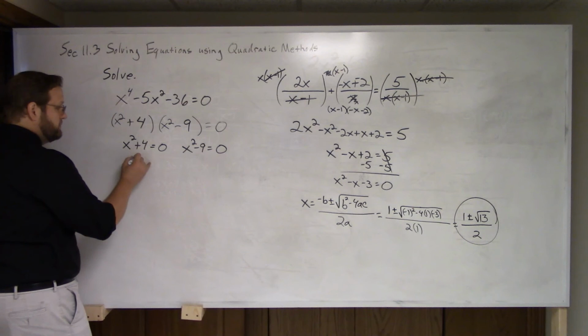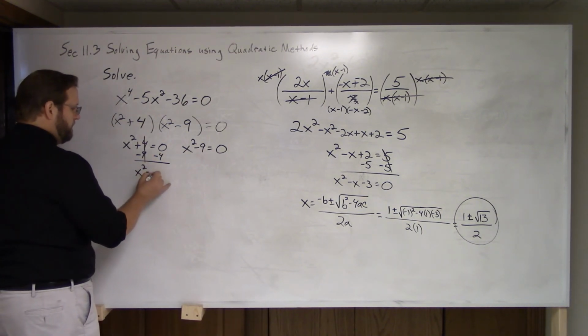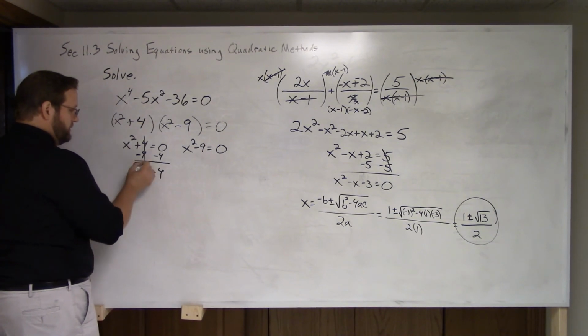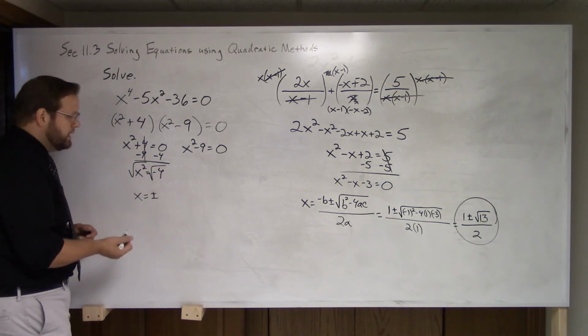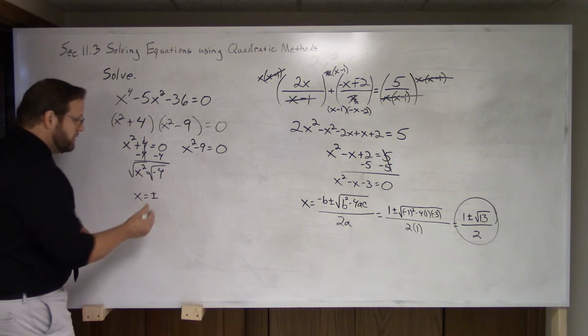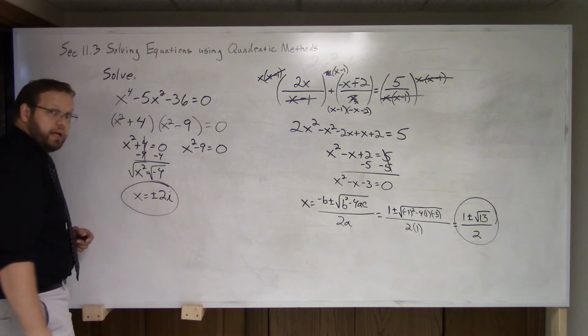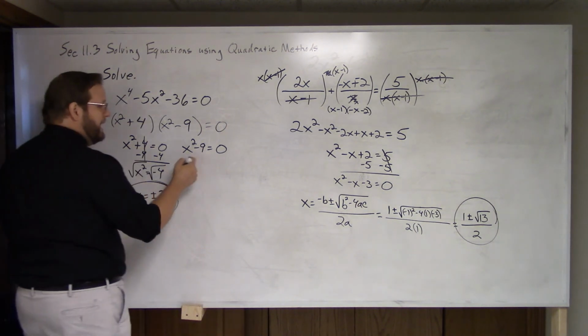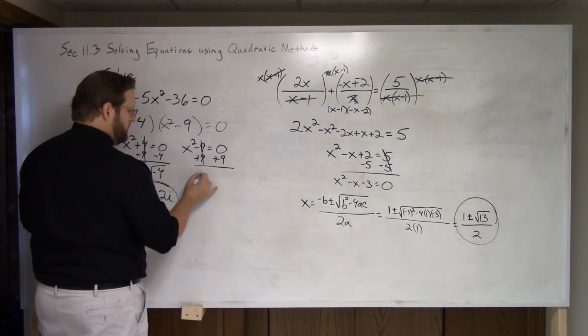So I'm going to subtract a 4. And then take the square root of both sides. Now remember, plus or minus, square root of negative 4 is a 2i. And here we have it. Over here, I could do difference of squares or add the 9.